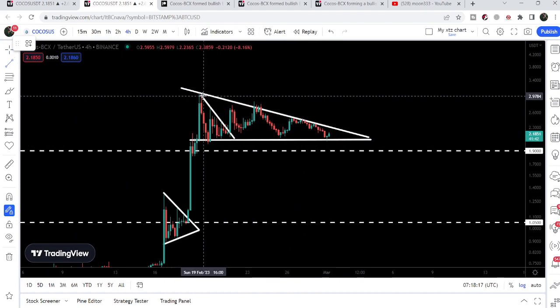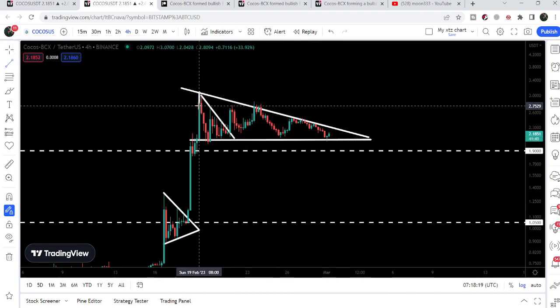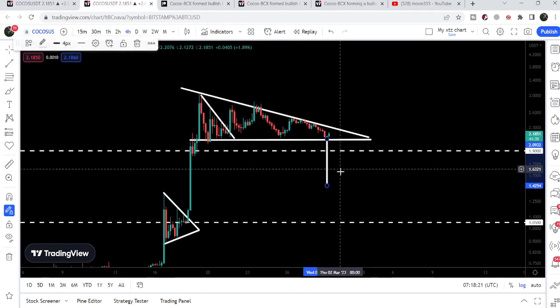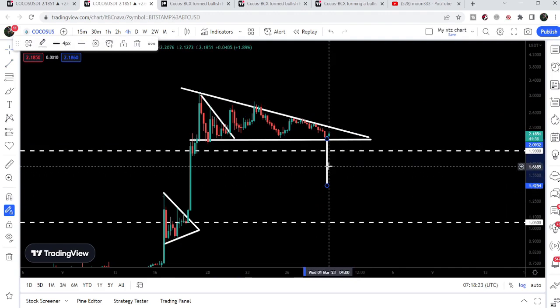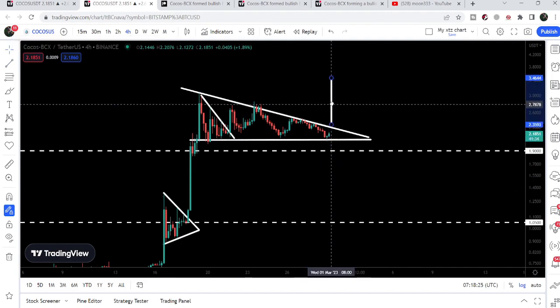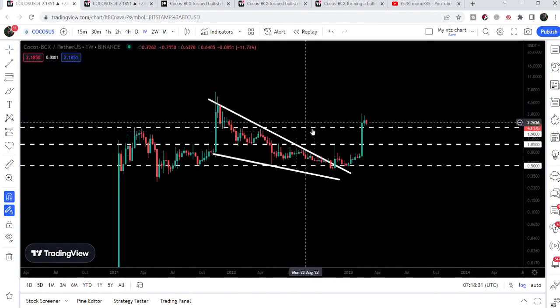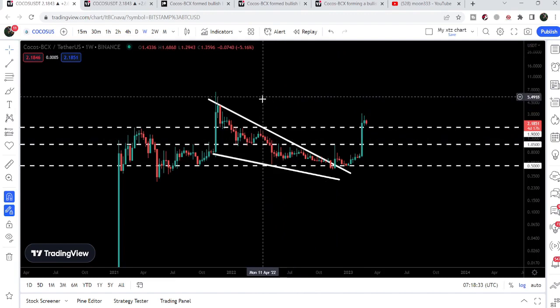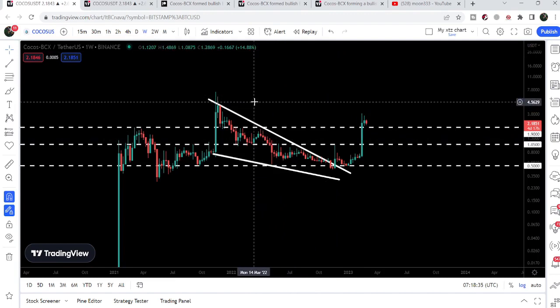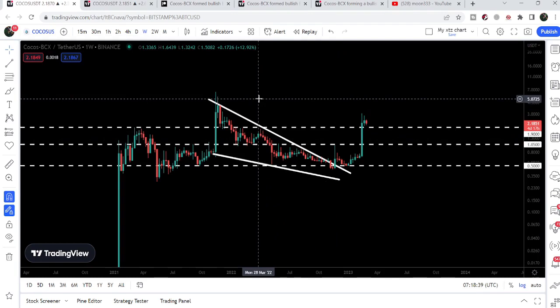Now, if we take a look at the target for the breakout or breakdown, in case of breaking down, the movement to the downside can be at $1.42, and after the breakout, the next target can be approximately $3.36. And if we take a look at the final target for this big breakout from the big falling wedge pattern that is here, approximately at $4.80 to $5. So this was the update so far.